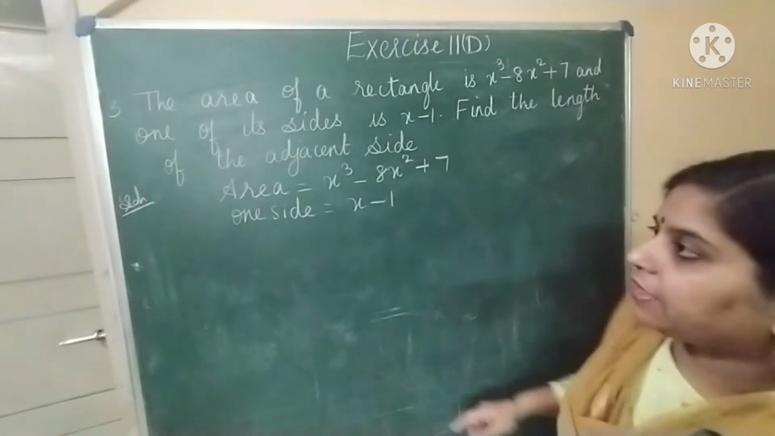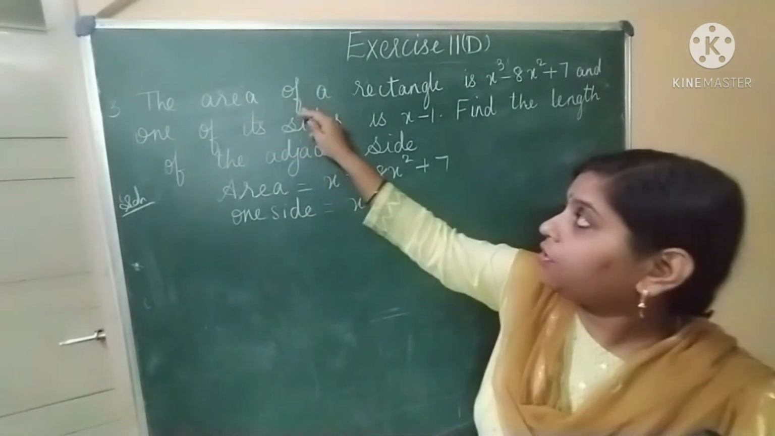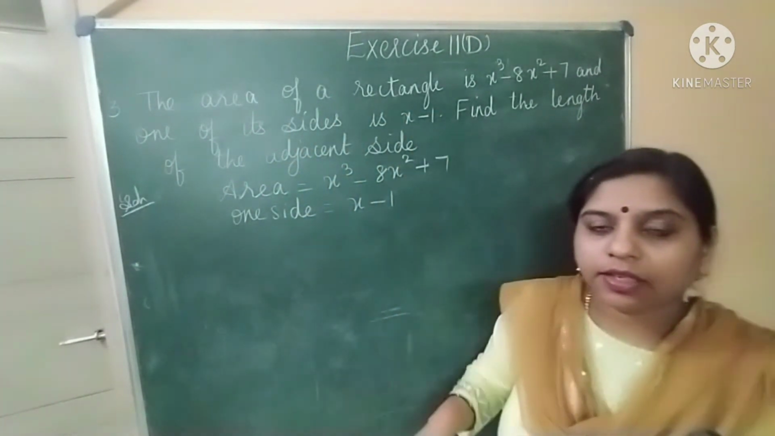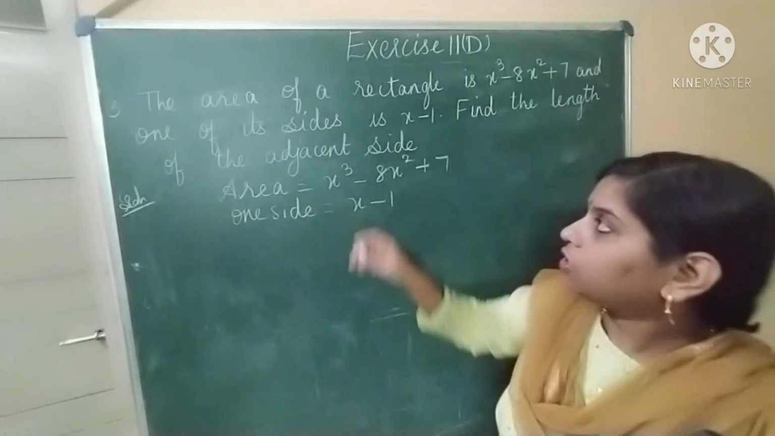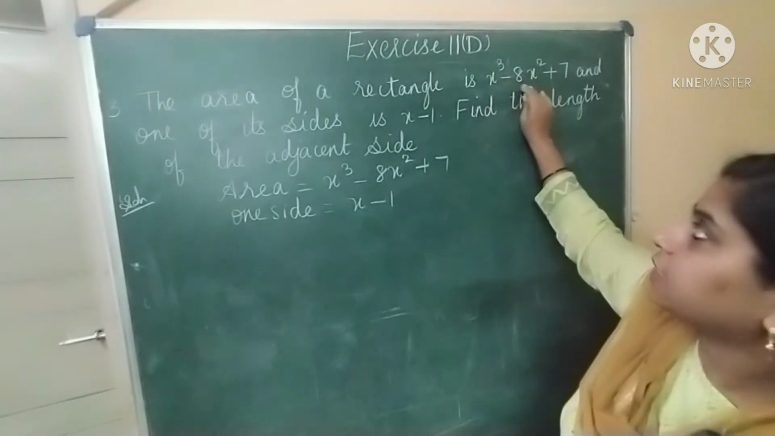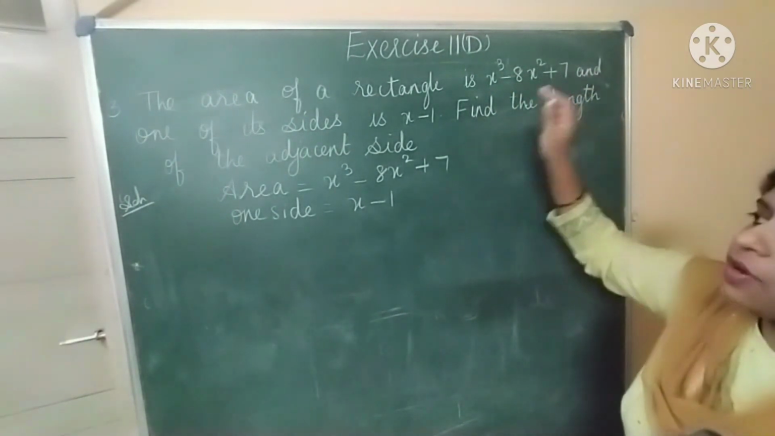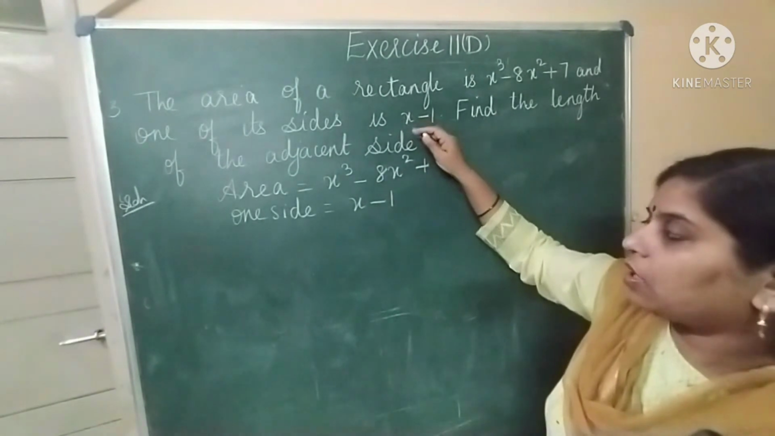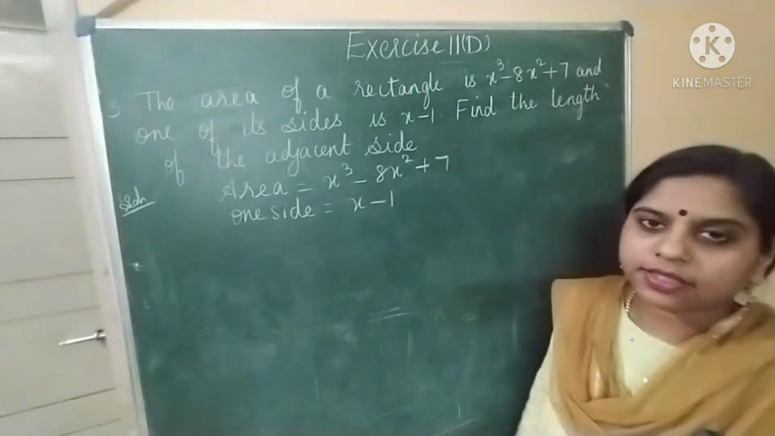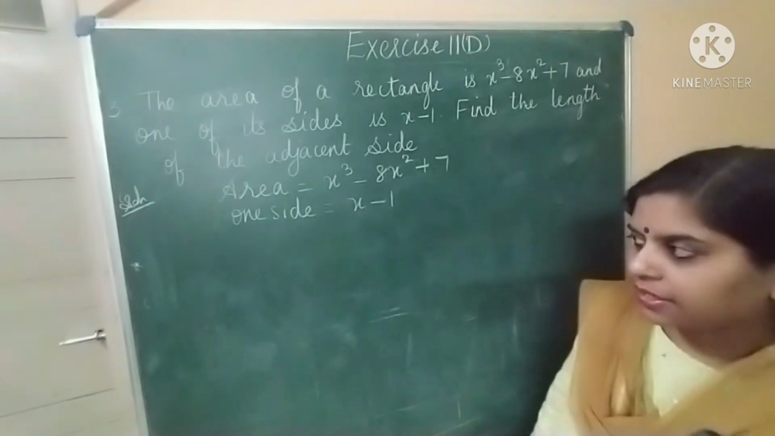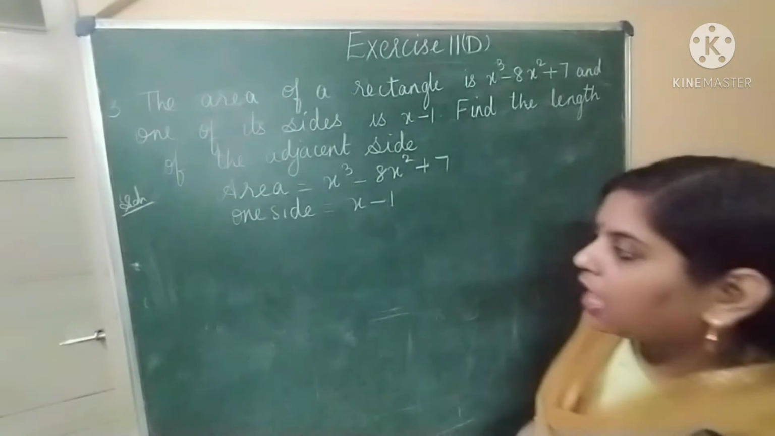So exercise 11D, third sum, you have a statement sum here. In a rectangle, the area is nothing but the product of length and breadth. So area of the rectangle is given in an expression form, that is x cube minus 8x square plus 7, and one of its sides is given in one more expression, x minus 1. Find the length of the adjacent side. You have to find the one more side. So my area is given, one side is given, you have to find out the other side.